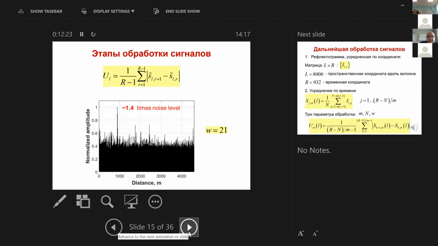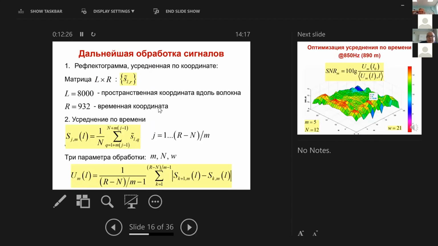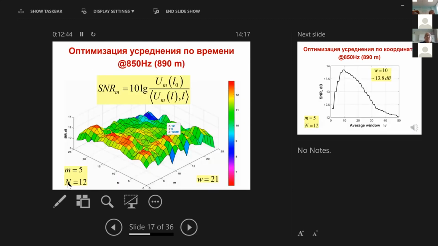Then we can continue processing the signals with the averaging we discussed before, the averaging in the time domain, and we have a set of signals like this. After that, we can optimize parameters M and N in this processing algorithm in order to get the maximum signal. You can see this can be achieved for the signal at 890 Hz at the point of 890 meters. We got these numbers, which provide about the maximal signal-to-noise ratio.